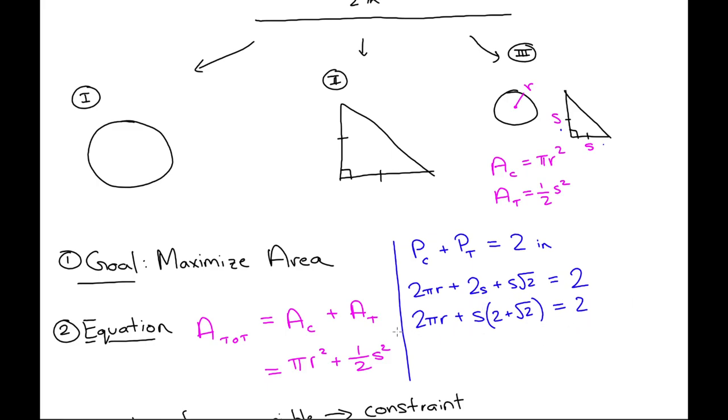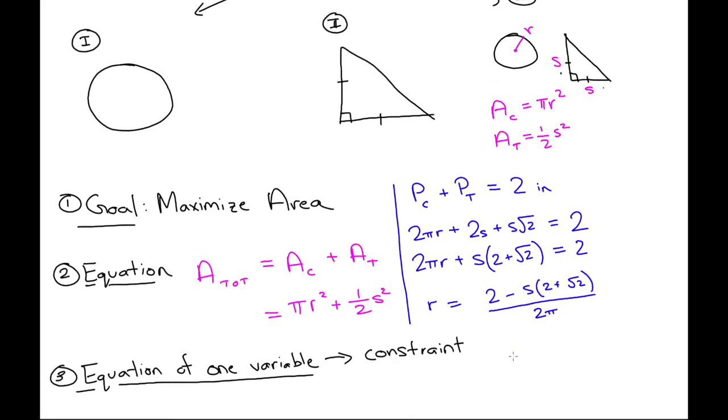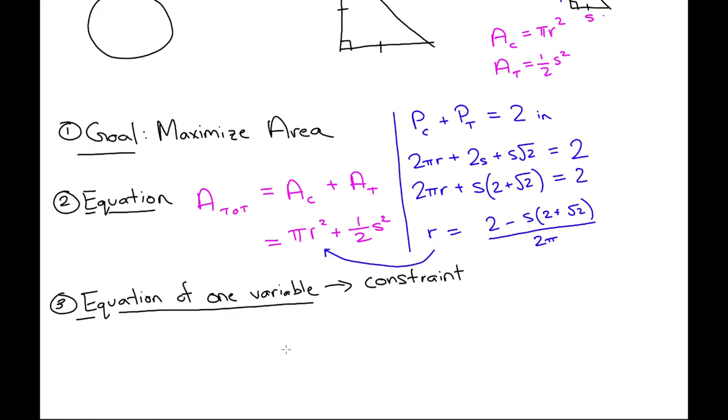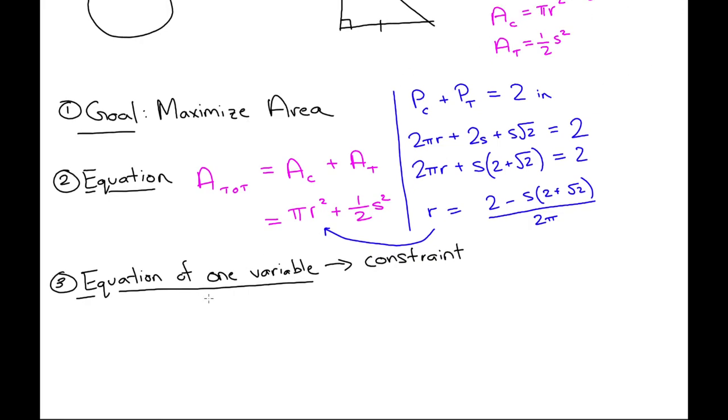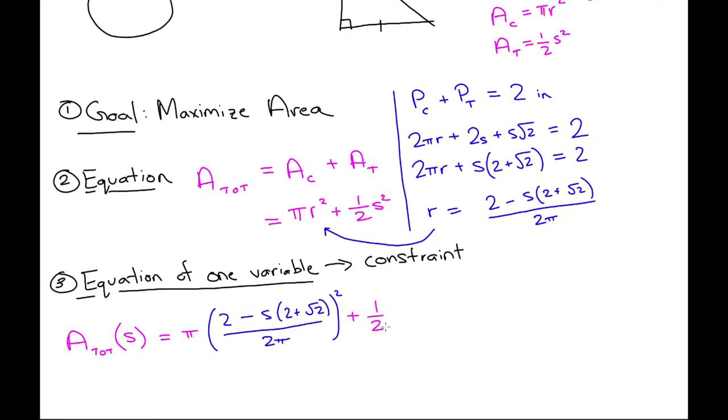Now I can subtract this thing over to that side and divide by 2 pi. So I get r equals (2 minus s times (2 plus root 2)) divided by 2 pi. That's my answer. Now all I need to do is plug this in for r over there, and that's my equation of one variable. So let's see what that ends up being. My total area, which is not just a total anymore but a total as a function of one variable, as a function of s, is going to be equal to pi times that expression, (2 minus s times (2 plus root 2)) over 2 pi, squared, plus 1 half s squared.